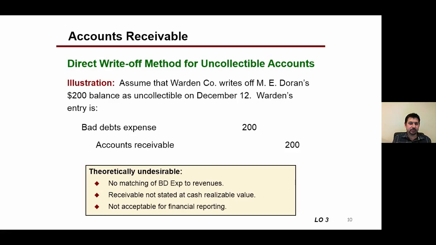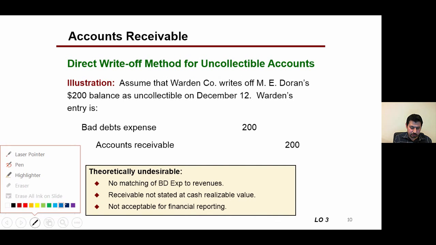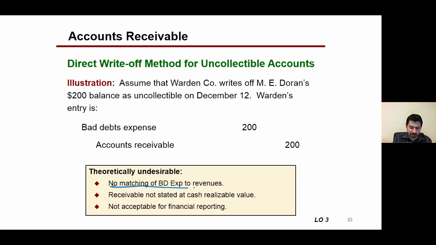At this point, the company has simply written off the account receivable of the one that defaulted. But once again, there is no matching of bad debt expense and revenues. Here, let's take another example and see what we really mean by the matching of bad debt expense and revenues.